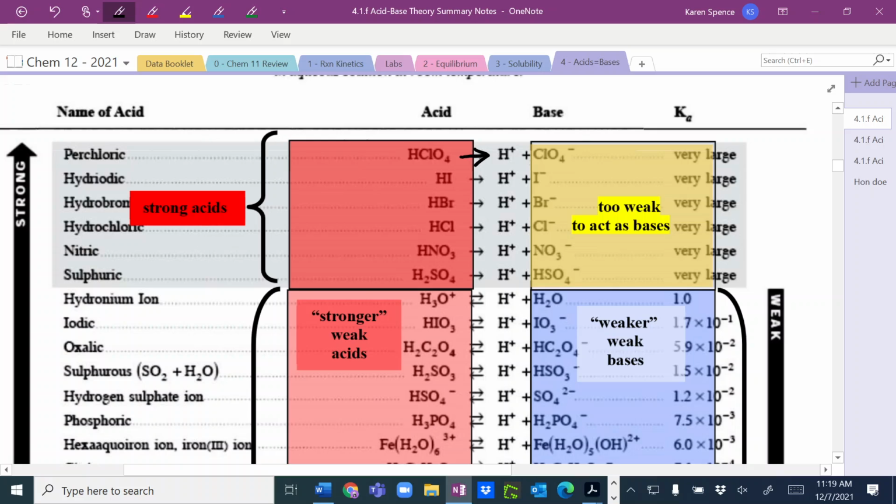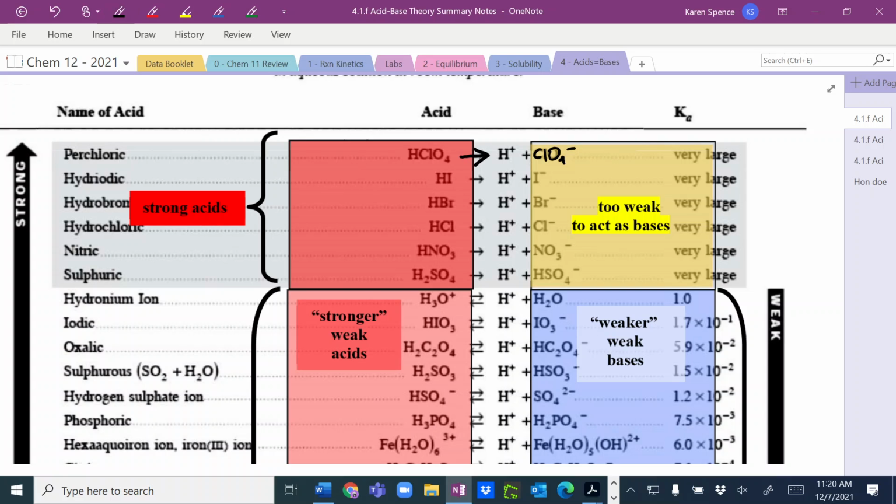ClO4 minus, for example, is not able to accept a proton and become HClO4. Once HClO4 gives up its proton, it is gone. Yes, it will not take it back. So HClO4 gets stuck in its conjugate base form, ClO4 minus. Yes? So we do still call ClO4 minus the conjugate base of HClO4, but it's just always stuck in that form, so it can't actually act as a base, okay?